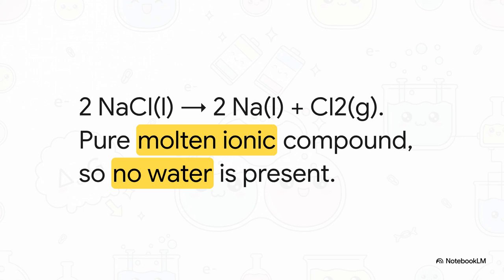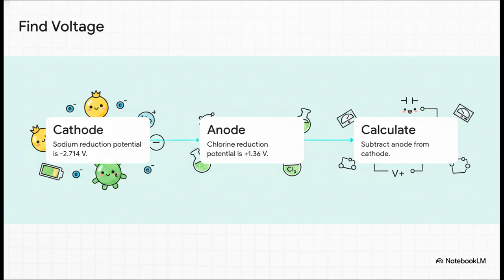Now notice the little L state symbol there. This is molten sodium chloride. No water is present, which means we don't have to worry about our aqueous rules at all. To find out how much energy this takes, let's calculate the required voltage. First, we identify our cathode's sodium reduction potential from the standard table, which is negative 2.714 volts. Then, we find our anode's chlorine reduction potential, which is positive 1.36 volts.